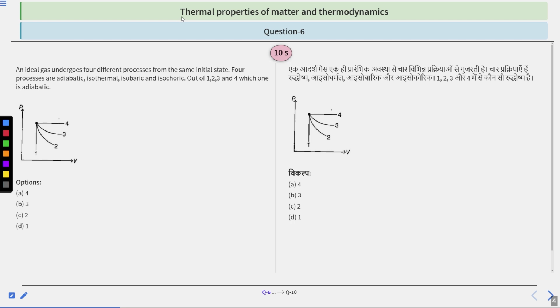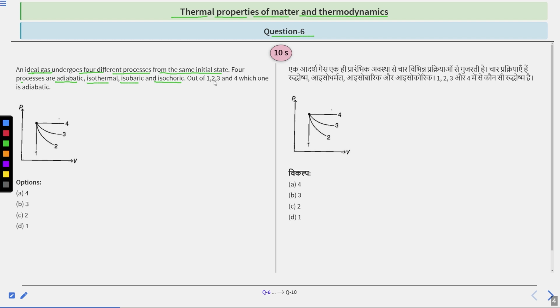So, the topic is thermal properties of matter and thermodynamics. Question 6. An ideal gas undergoes 4 different processes from the same initial state. The different processes are adiabatic, isothermal, isobaric and isochoric. Clear? These are the 4 processes.